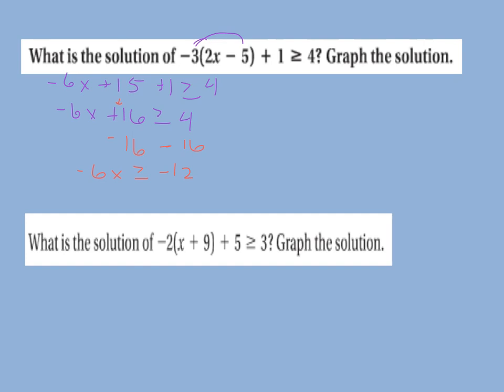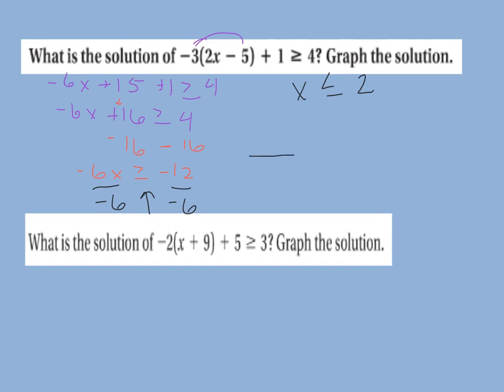Now here's where it's a little tricky. I have to divide by negative 6 on both sides of my equation. Since I'm dividing by a negative number, my sign will flip. So this becomes x is less than or equal to a positive 2. And the reason why the sign flips is because when you divide or multiply by a negative number, it's switching the sign of your number.